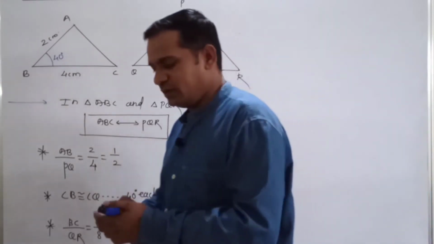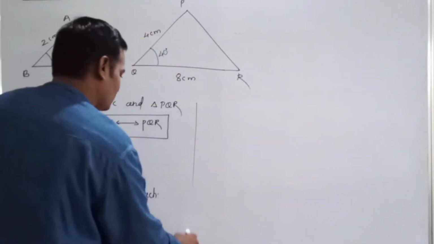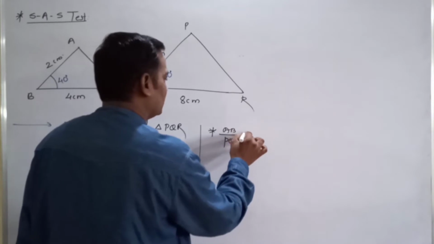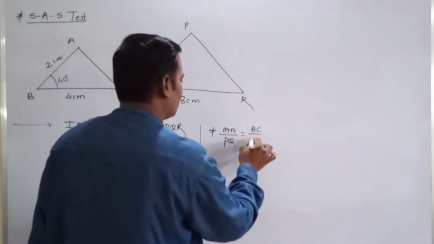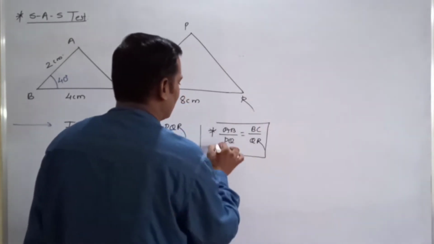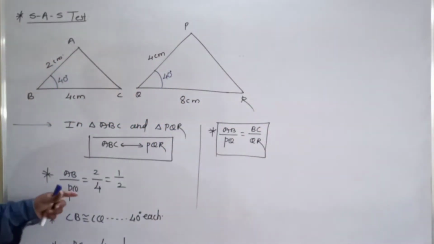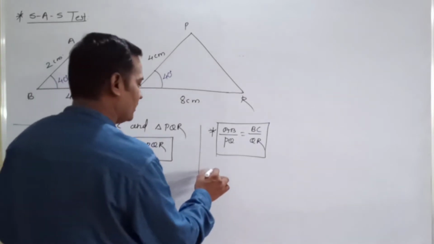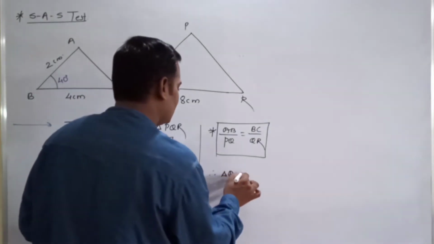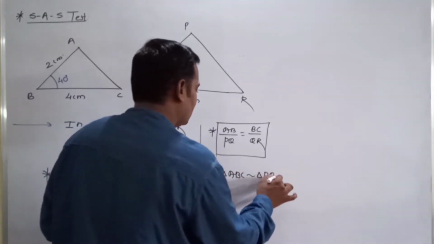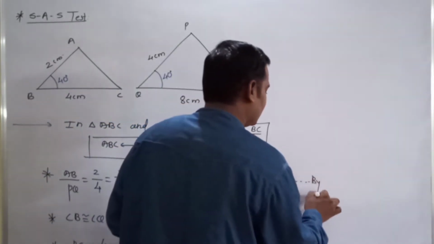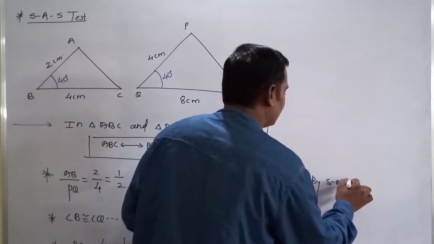Therefore we can write it this way: AB upon PQ is equal to BC upon QR. These two ratios are equal to each other, that means two sides are in proportion. And any one angle is congruent, that's why these two triangles are similar. Therefore triangle ABC is similar to triangle PQR. Just write down the reason: by side angle side test.